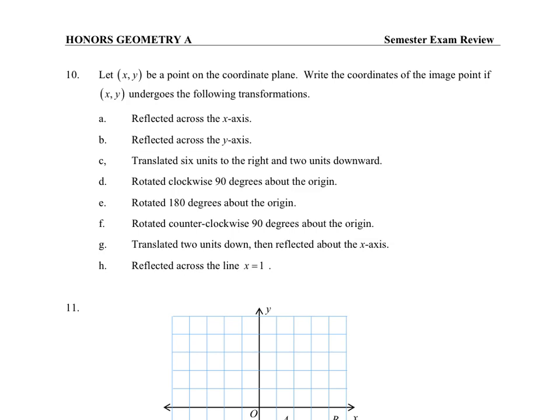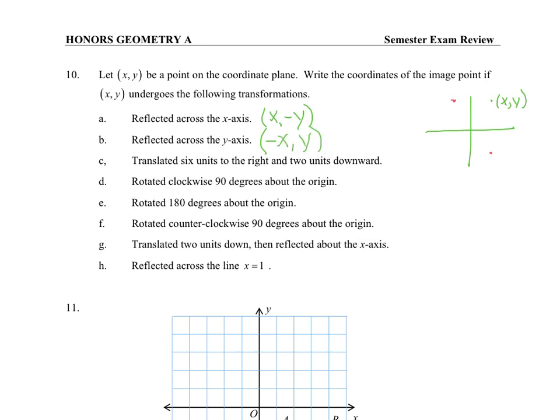Question 10. Let (x, y) be a point on the coordinate plane. Write the coordinates of the image point if (x, y) undergoes the following transformations. So we'll start with A, reflected across the x-axis. Here's our graph and we have (x, y) and we reflect it across the x-axis, we're going to have some point down here. Our x stays the same, our y becomes negative. If we reflect it across the y-axis, we'll have a point somewhere over here, and our x becomes negative, but our y stays the same.